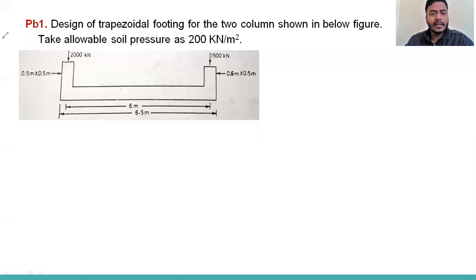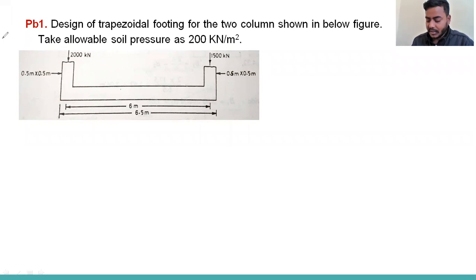See, design the trapezoidal footing for the two columns shown in the figure below. Take allowable soil pressure as 200 kilonewton per meter square, that is QN is given. You can see the cross section of the column is given as 0.5 into 0.5. For the second column also 0.5 into 0.5. Loads given are 2000 kilonewton, that is Q1, and 1500 kilonewton, that is Q2.